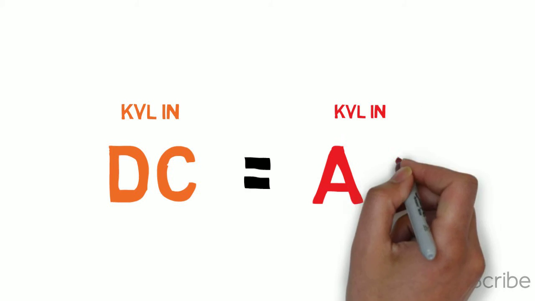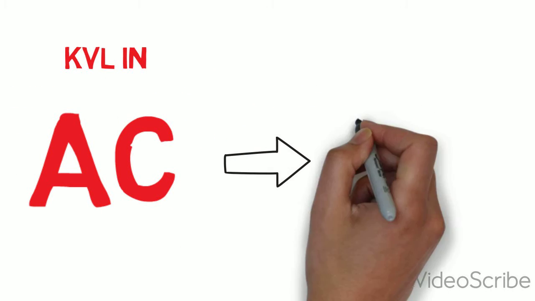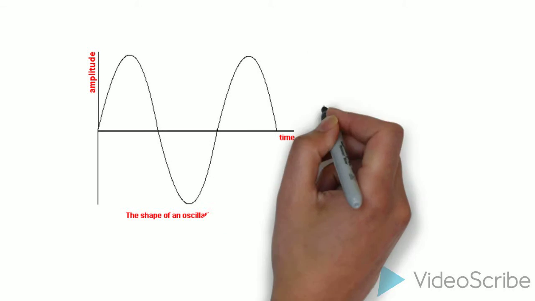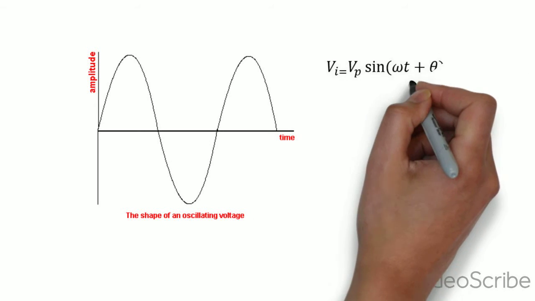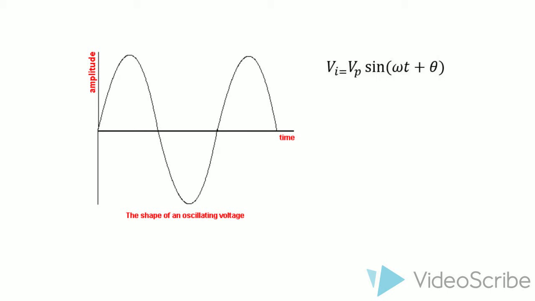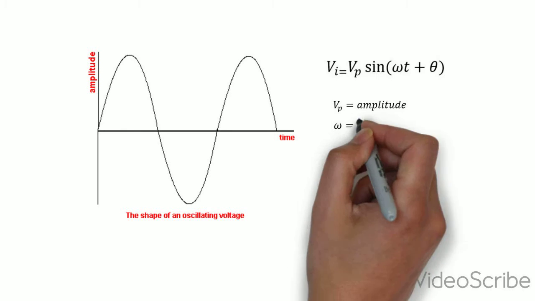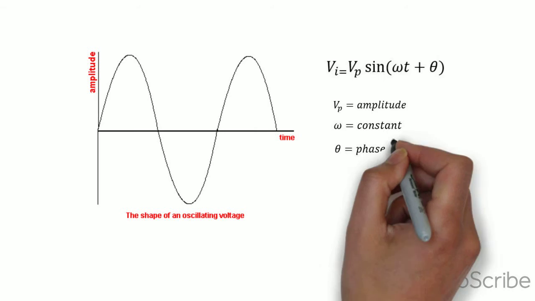We are lucky in that KVL in DC is very similar to KVL in AC, and that AC also states that the summation of all the voltage drops in a circuit is equal to 0. The difference is that AC voltage is represented by a sine wave, in which the instantaneous voltage is given by this formula here. Vp, or the peak voltage, is the amplitude of this wave. Omega is a value that is constant in each circuit and is related to frequency, and theta is the phase shift.